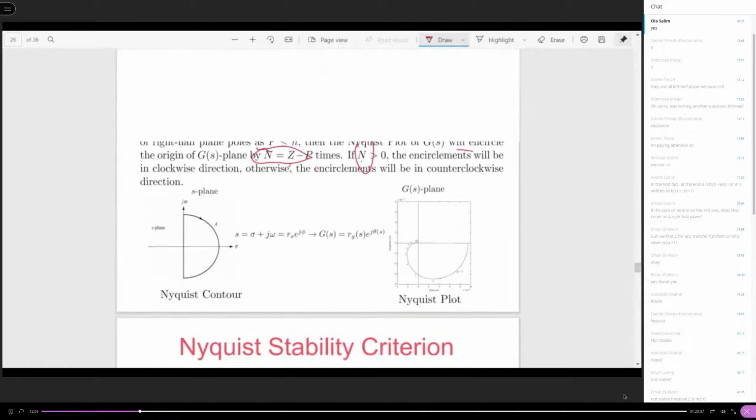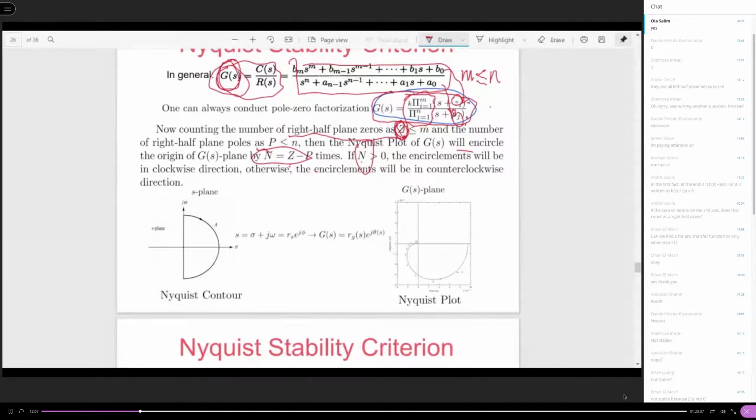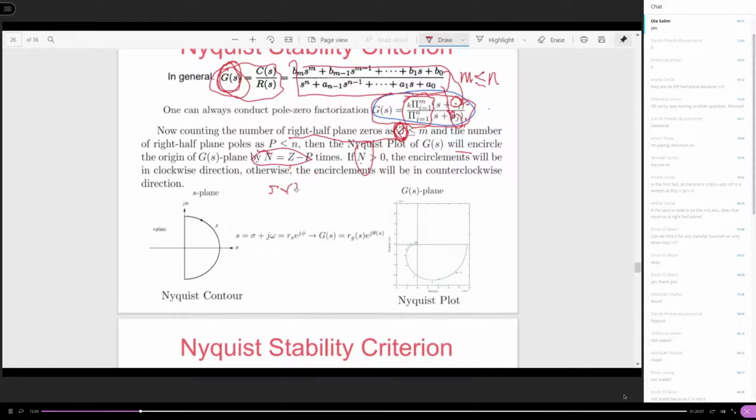For example, I give you a very simple example. Let's say you have s minus 1, s plus 1, s plus 2, s plus 3, and s plus 4. Then you just count. This transfer function has one right half plane zero, which is this one, right? So Z is equal to 1.